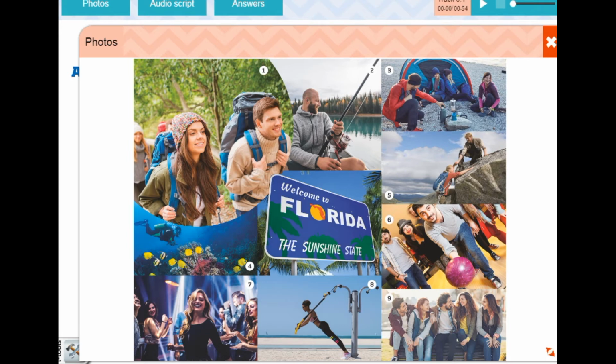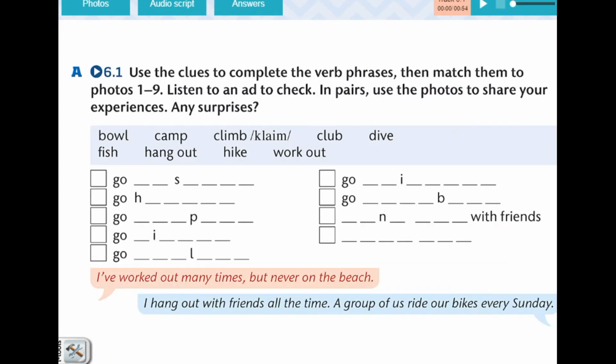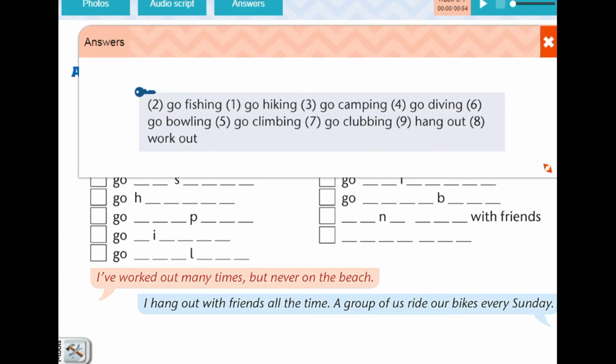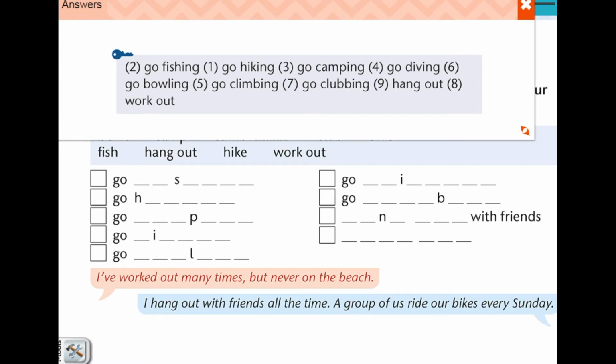Number 8 and number 9 are the verbs work out, that is exercise, and hanging out. They are just having fun together, doing nothing, just laughing, right? When you go out with your friends, you can say hang out. Alright? So let's check the answers here for this exercise with the verbs bowl, camp, climb, club, dive, fish, hang out, hike, and work out. So let's remember the answers.